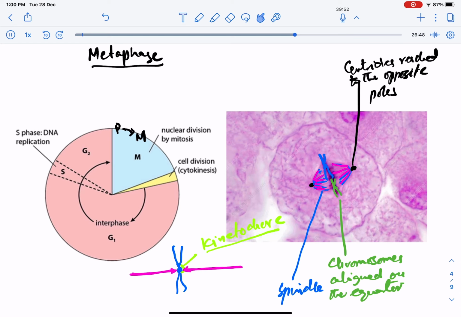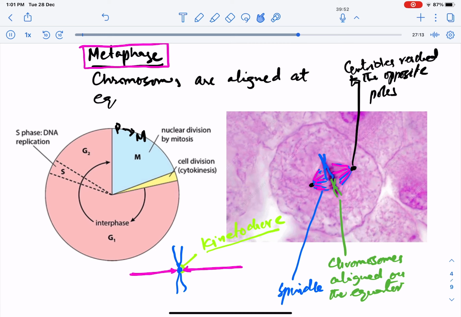So the main distinct feature during metaphase is that chromosomes are aligned at the equator or middle line of a cell. So this is an imaginary line that divides the cell into the middle, or maybe this is the middle of the cell.